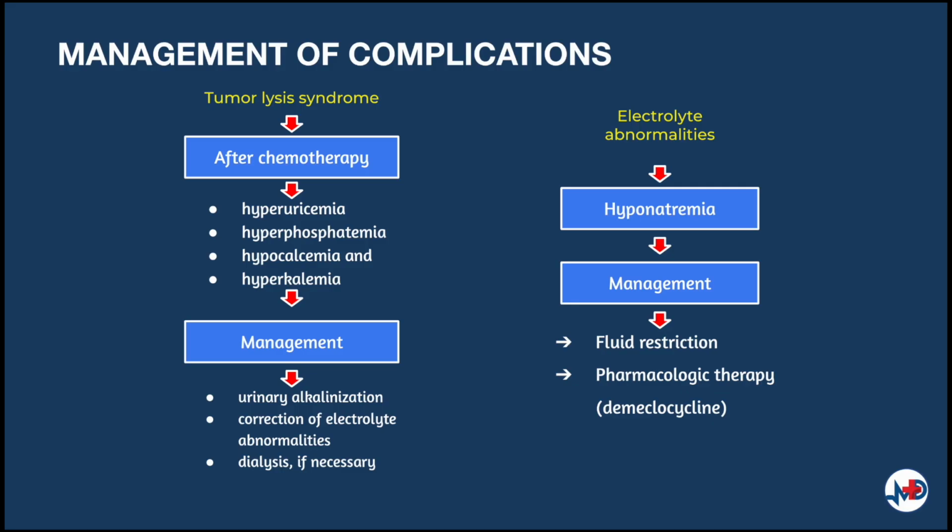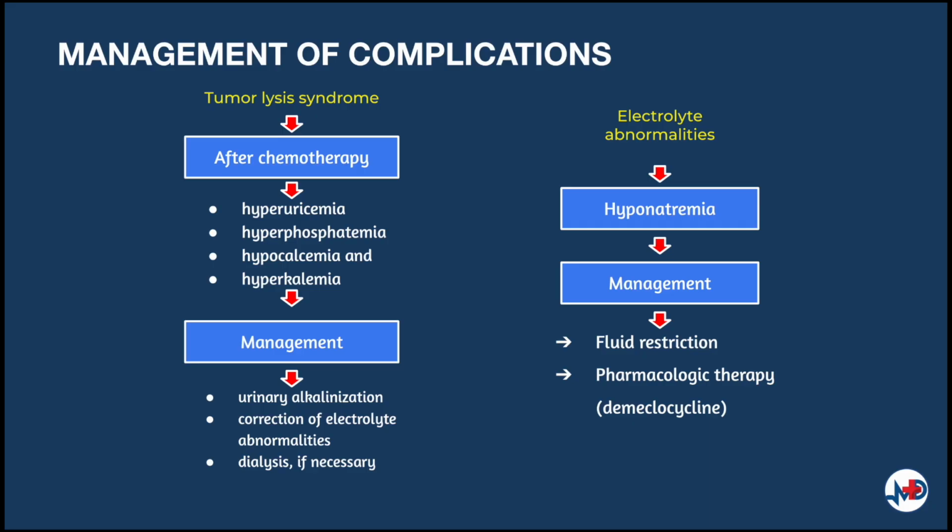Now let's take a look at the management of complications. Physicians should be aware of potential complications in patients with small cell lung carcinoma, including tumor lysis syndrome and electrolyte abnormalities. Tumor lysis can occur rapidly in patients with small cell lung carcinoma on institution of chemotherapy, especially in cases of extensive stage disease. The lab features of tumor lysis syndrome include hyperuricemia, hyperphosphatemia, hypocalcemia, and hyperkalemia.